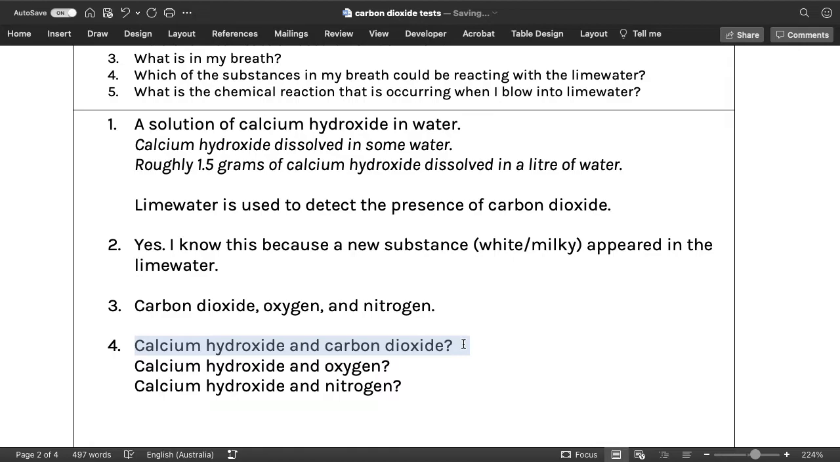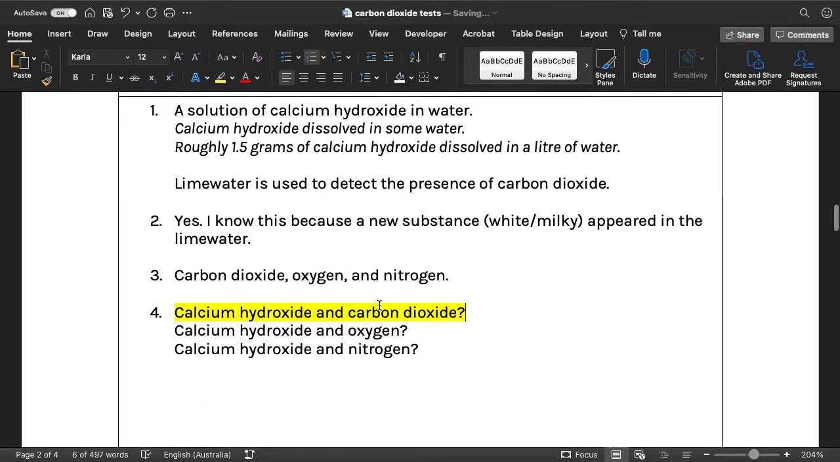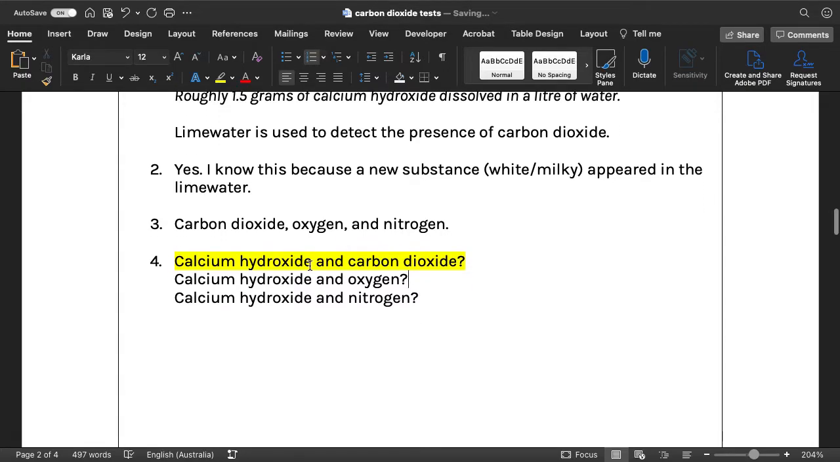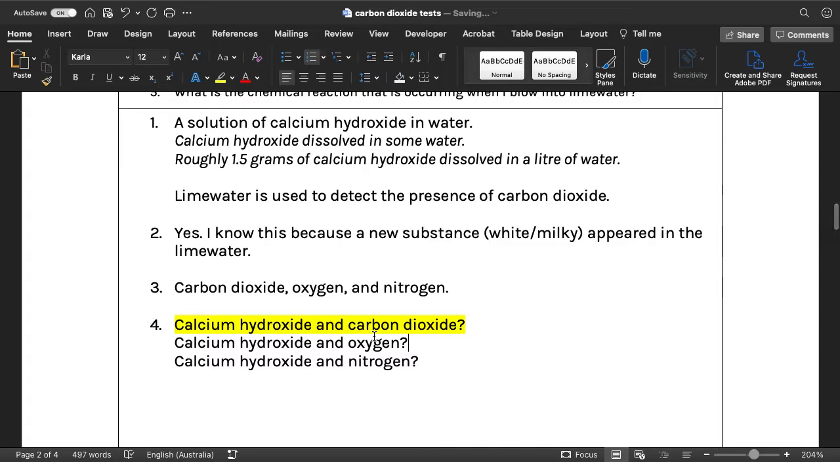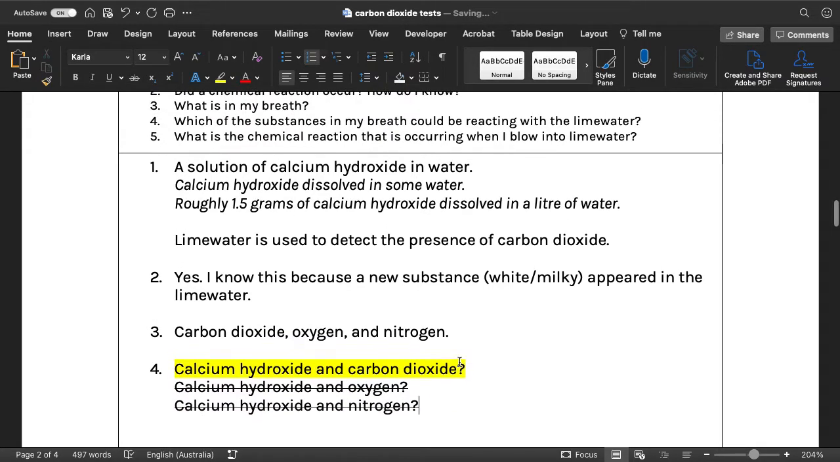You're trying to investigate what is the cause of the issue in front of me in the experiment. So it's that one. How do we know? Well, because that's what lime water is used for, so we can take a good guess about that. If you wanted to be thorough, you would then look at whether oxygen reacts with calcium hydroxide, and whether nitrogen reacts with calcium hydroxide. So you can confidently say that it's not those two things. And that's how you would do that. For now, we're just going to cross it out.